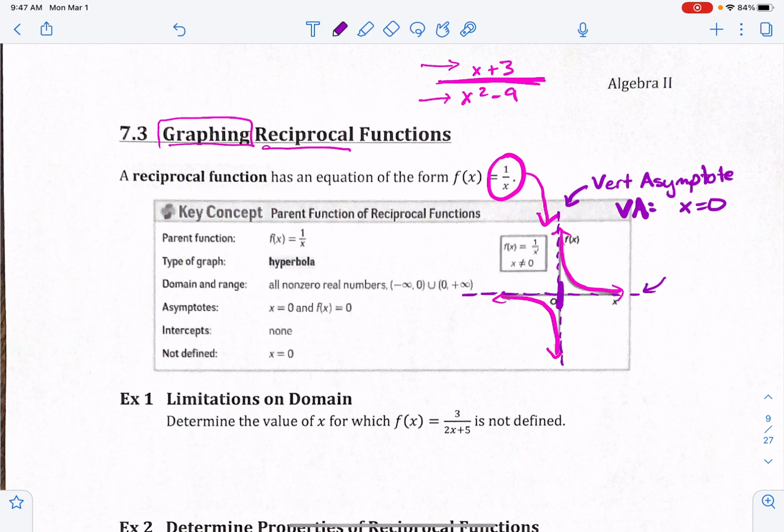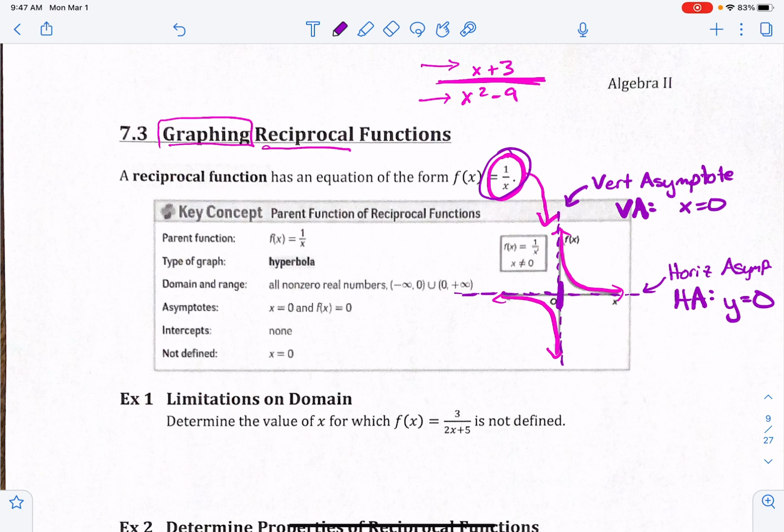This one here is a horizontal asymptote, or an HA, and this one is cutting through 0, but it's cutting the y-axis. So its HA is at y equals 0. So just the function 1 over x, remember that: it has a VA at x equals 0 and an HA at y equals 0.